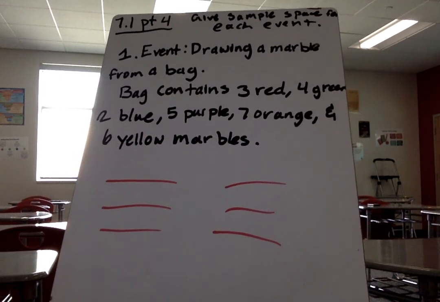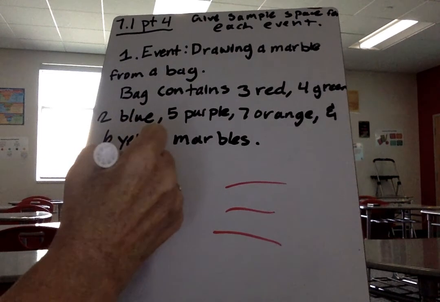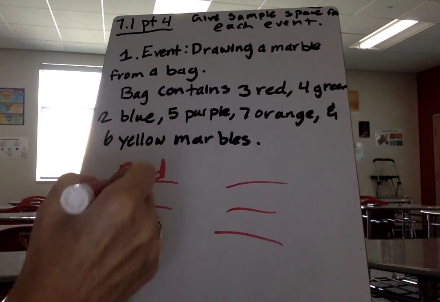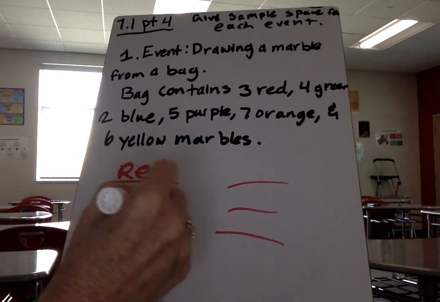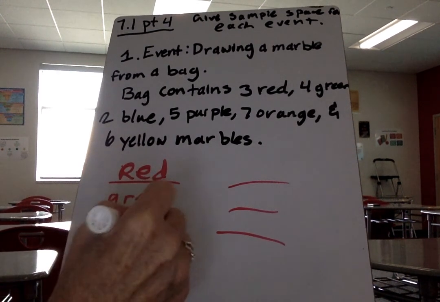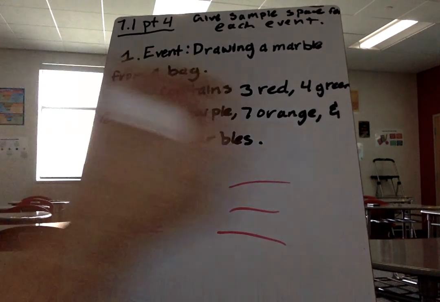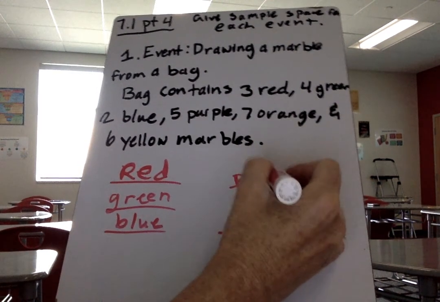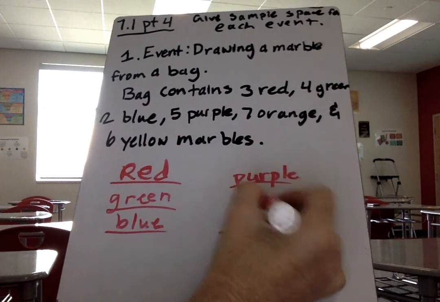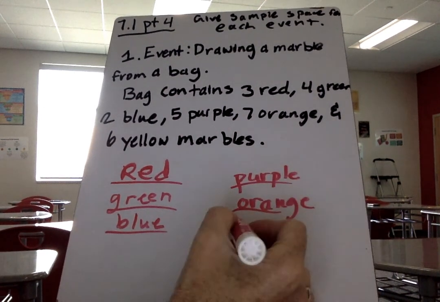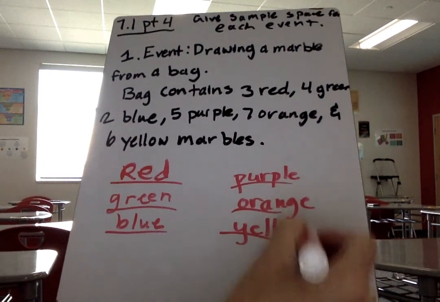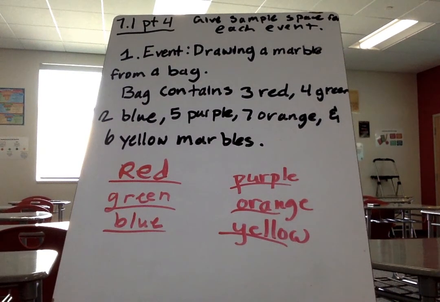So a sample space is just anything that it could be. You could get a red one, so we write red. You could get a green one, we write green. We could get blue, okay, and then we could also get purple, orange, and yellow. So these are all the possible outcomes for that event. Okay, so that's your sample space. You can do the rest of this, students. You rock.